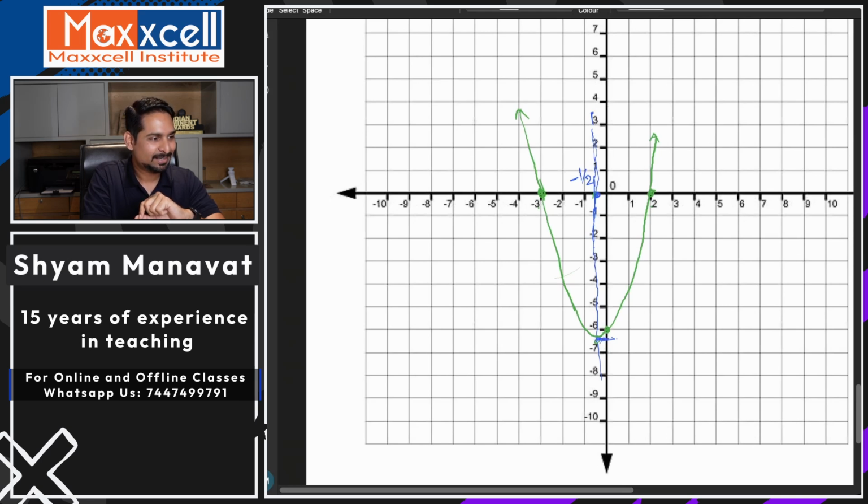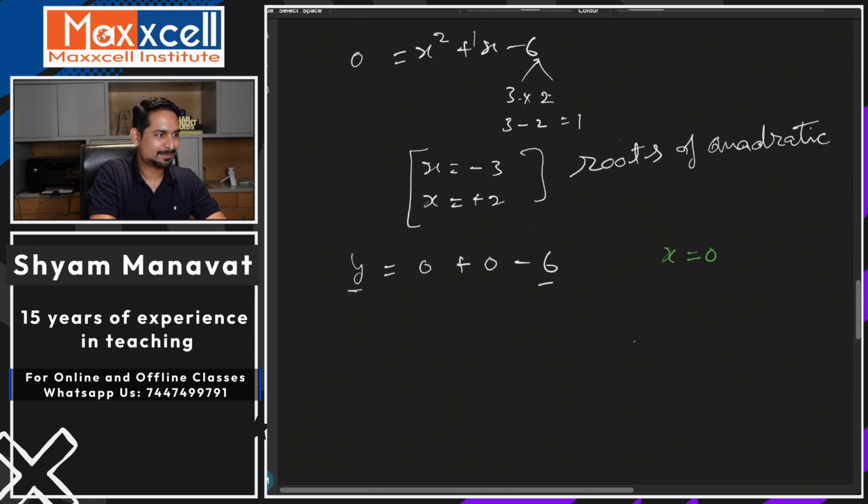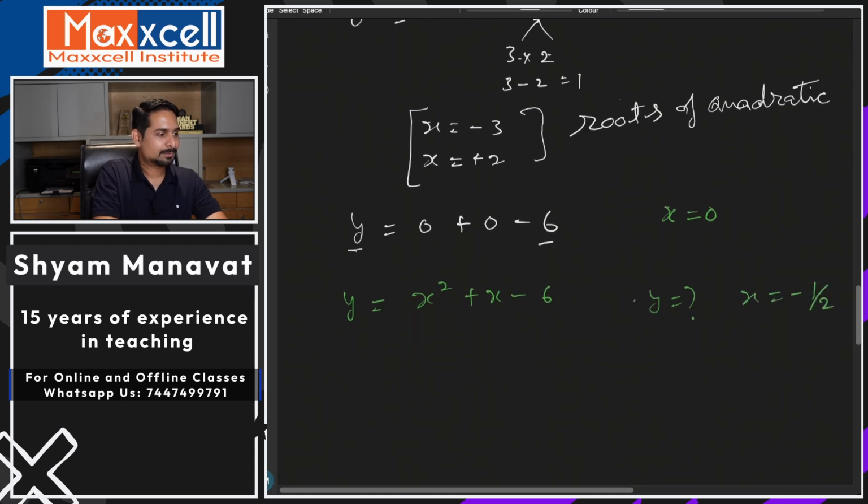I need to find the value of y. How will I get the value of y for x equal to minus half? Well, I have the equation, so I can use it. The equation is y equal to x square plus x minus 6. And I want to find the value of y for x equal to minus half. Substitute. So y equals minus half square plus minus half minus 6.